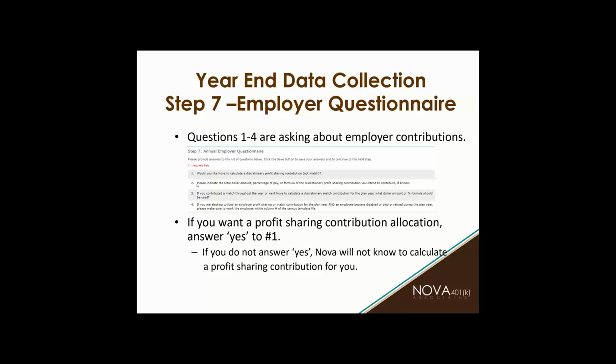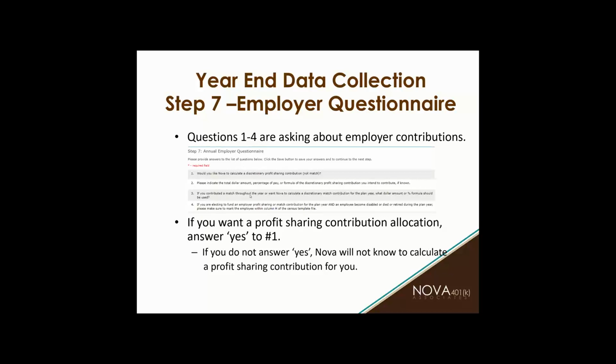If yes, on number 2, enter the total dollar amount, percentage of pay, or formula that you want for that profit sharing. So, you know, if you have $100,000 that can be allocated, then put that. If you want 3% to everybody, you put that. If you want maximum to the owners, minimum to everyone else, then you can put that. Or you can do similar to last year if Nova did it for you last year. But we need some kind of direction from you on what type of profit sharing allocation you want to see, okay?